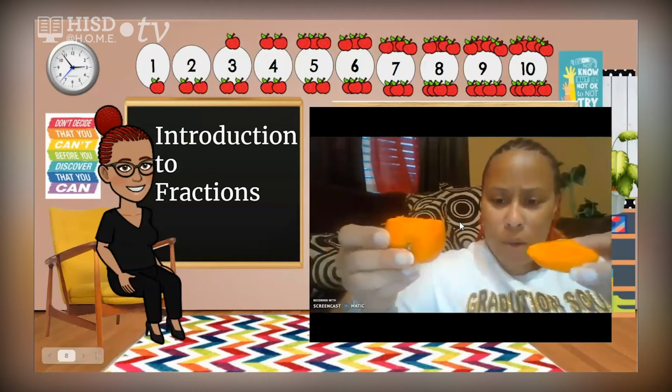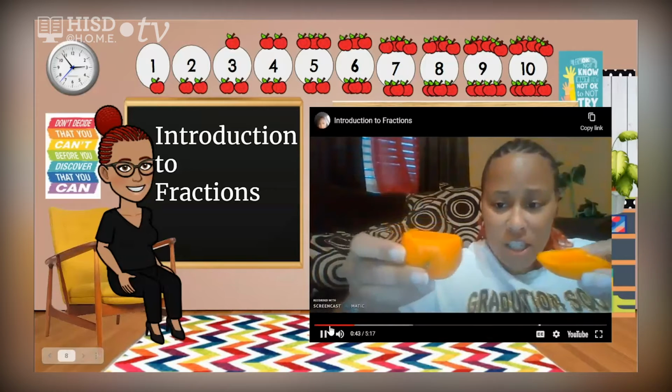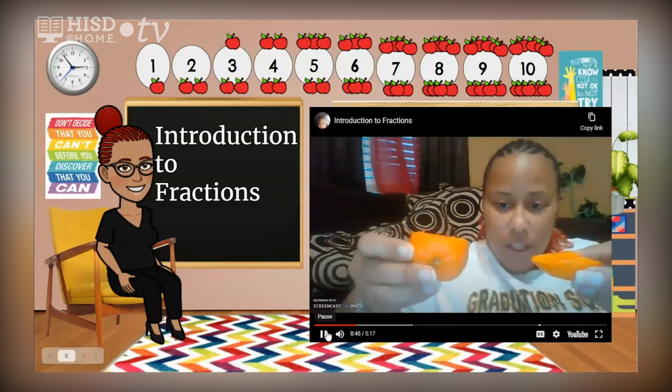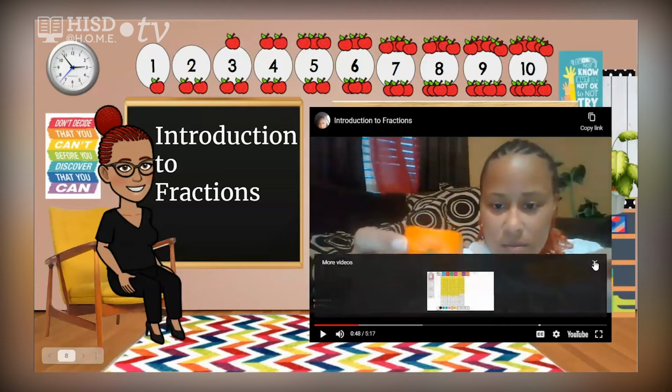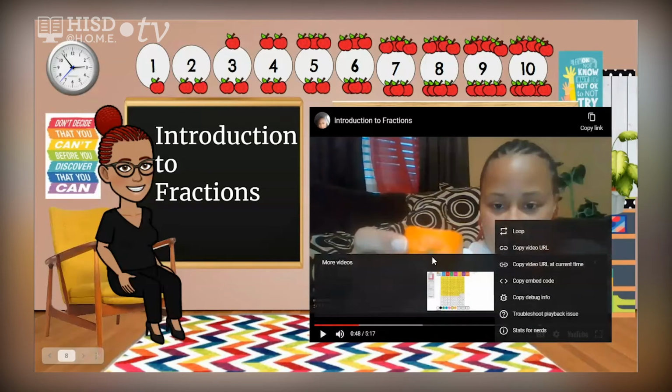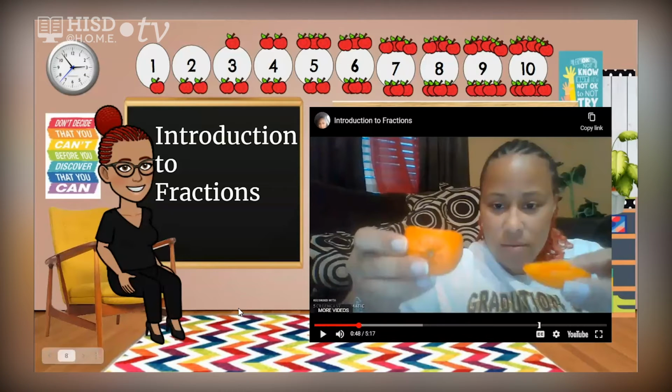Do you notice something wrong with the pieces that she cut? Yes, she cut 2 pieces, but are these 2 equal pieces? Do you notice something wrong with the 2 pieces that she cut? What do you see that is wrong with these 2 pieces? There's a big one and a little one. So what does that mean? They're not the same. So they're not the same. Can they be equal?